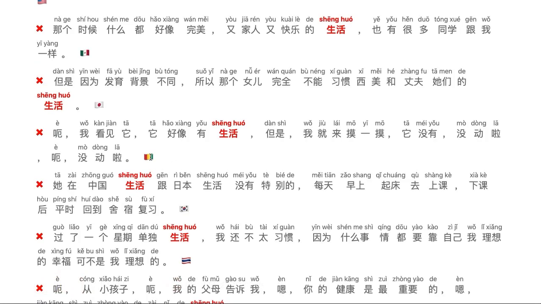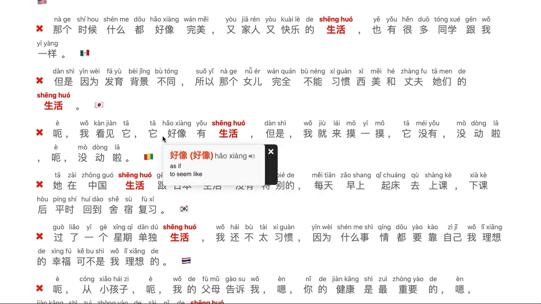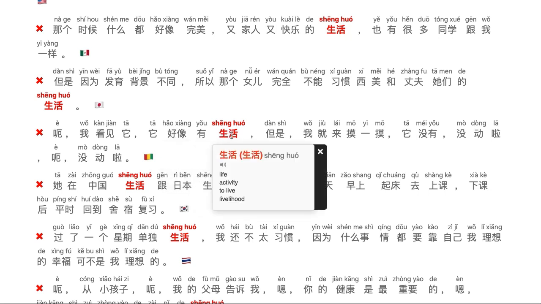And as for 生活, this student from Guinea, he wrote, he said actually, 我看见他, probably it's an animal, 他好像有生活. So here he should have used 生命, right? He meant to say that it looks like it is alive. 它好像有生命, not 生活. 生活 is living one's life.